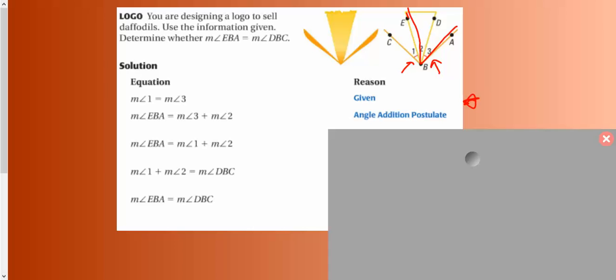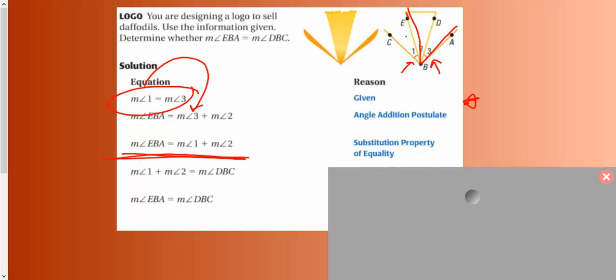So now we have EBA, this large one, this red one here that I highlighted, equals 1 plus 2, but 1 is right here. So what did we do there? Well, we know that 1 and 3 are the same, so here's our substitution. We're going to take the 3 out and put a 1 there. So instead of saying 3 plus 2, it says 1 plus 2 now, and that's where this statement there comes from. So that is our substitution property of equality. 1 plus 2 equals DBC.